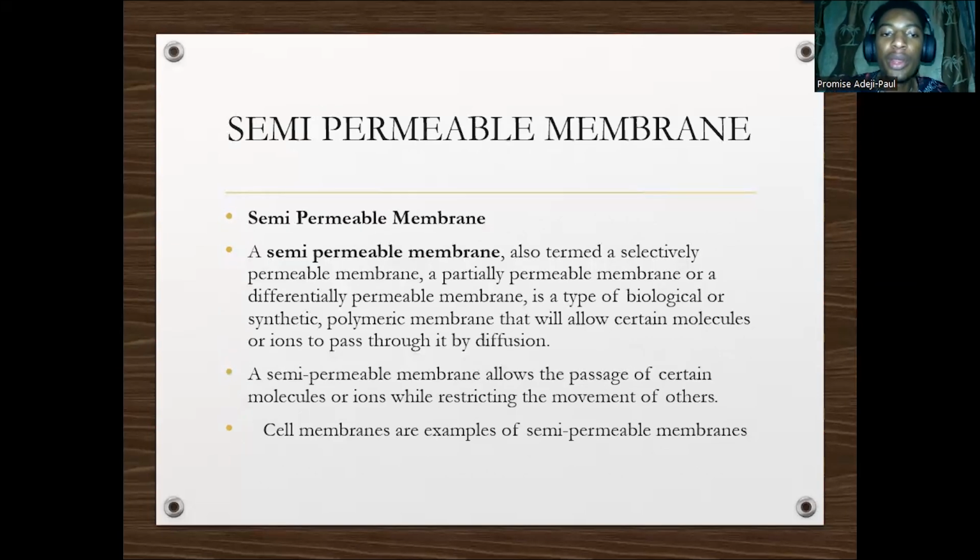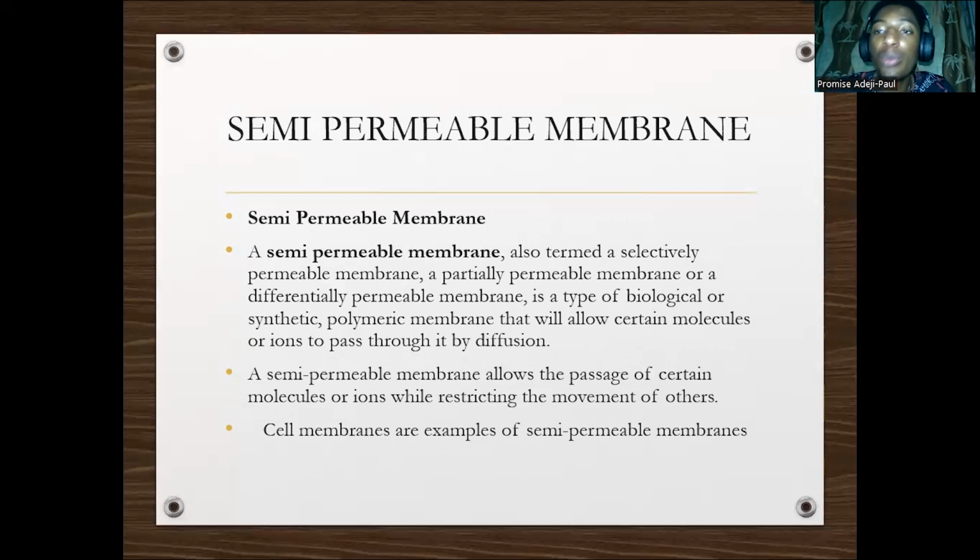So we have the semi-permeable membrane. It's also termed a selectively permeable membrane, or a partially permeable membrane, or a differentially permeable membrane. So these are the other names you might see. Please take note, you might see any of these names. It's a type of biological or synthetic polymeric membrane that allows certain molecules or ions to pass through by diffusion. I've said it before: certain things pass, certain things don't. It doesn't allow all things.